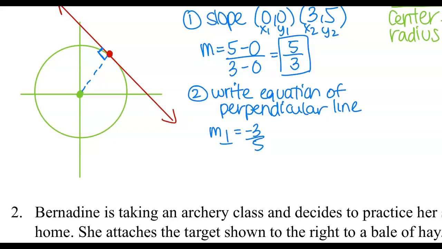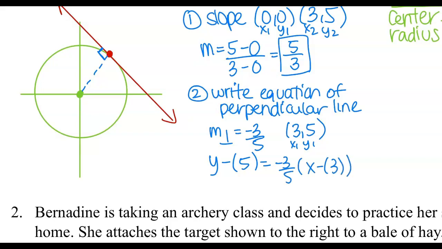In order for it to be a perpendicular line, we're going to write our slope perpendicular, and we're going to need it to go through the point that is actually on that tangent line, which is 3, 5. All I need to do now is plug it into my point slope form. So y minus, here's your x1, here's your y1. Y minus y1 equals m x minus x1.